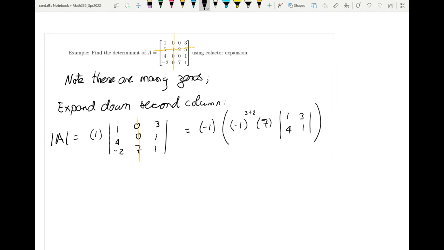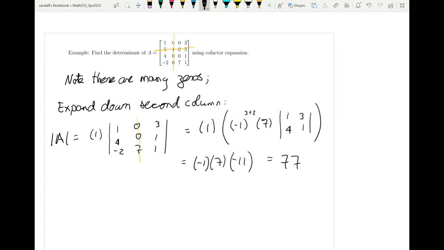Now I get my minus 1. Sorry, where did that minus 1 come from? There's no minus there, right? That's the 1 from the previous step, so I'll leave that out. So I do get a minus 1 factor times the 7, and then I compute that 2 by 2 determinant, which is 1 minus 12, so it's minus 11. And so that gives me 77. You can check expansions across other rows or down other columns, and you'll get the number 77.